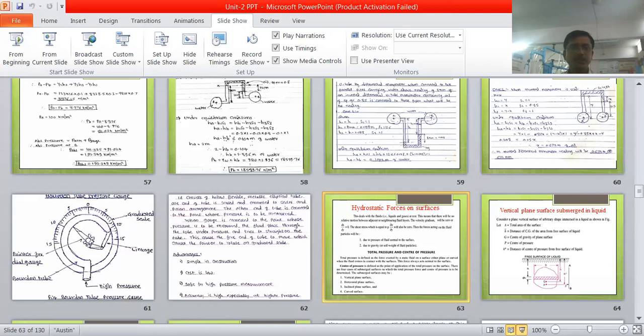So in the previous lecture, we studied the mechanical pressure gauges like the Bourdon tube pressure gauge and the differential manometer. We have solved problems on differential manometers. In today's lecture, we are going to start a new subtopic, that is hydrostatic forces on the surface. Measurement of pressure, that subtopic is over. Now we are moving toward the next point, hydrostatic forces on the surface. That surface can be an inclined surface, a plane surface, or a curved surface.